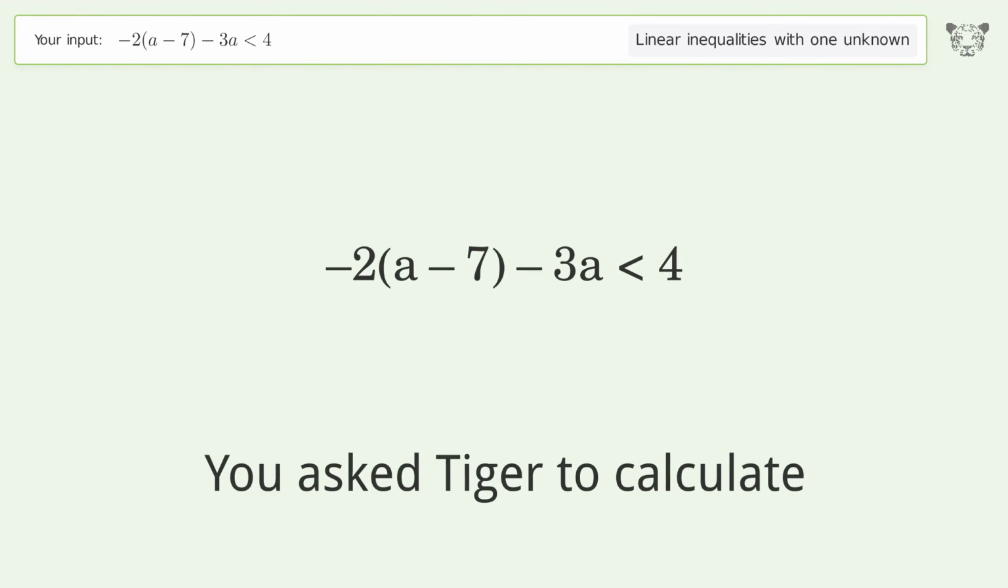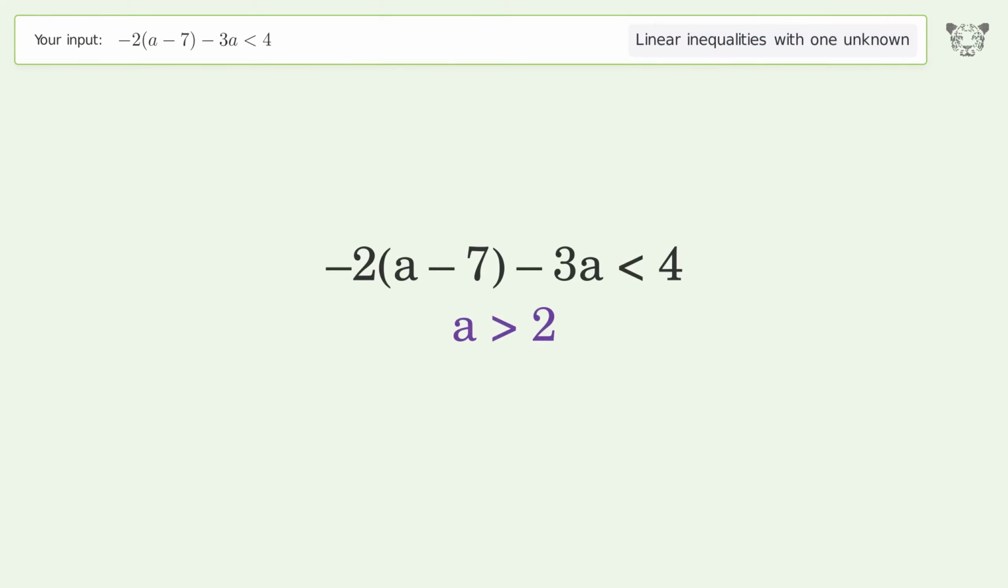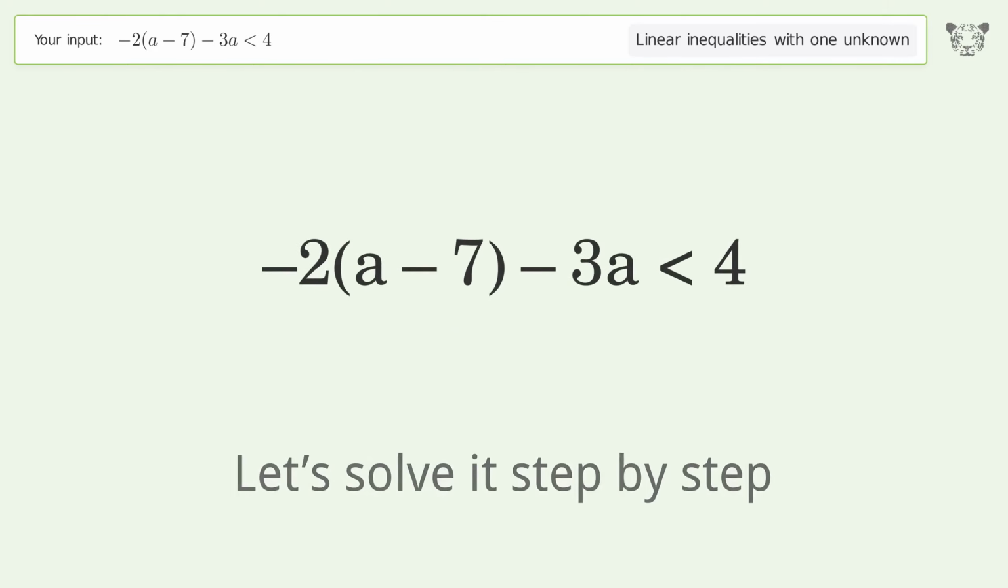You ask Tiger to calculate. This deals with linear inequalities with one unknown. The final result is a greater than 2. Let's solve it step by step.